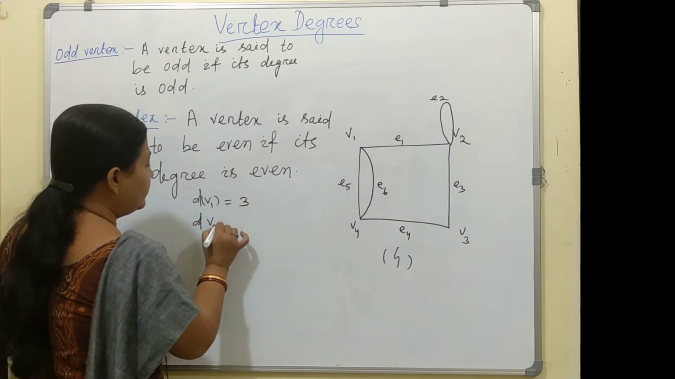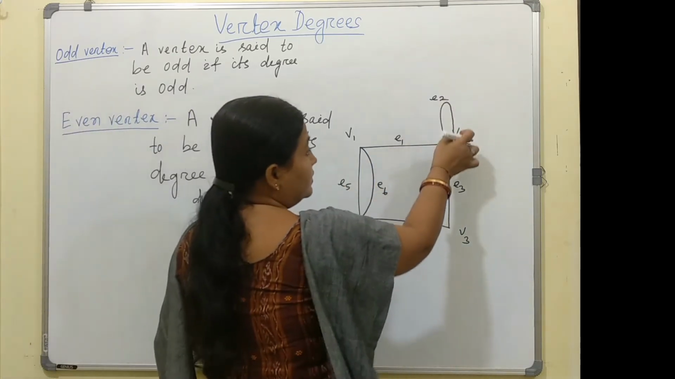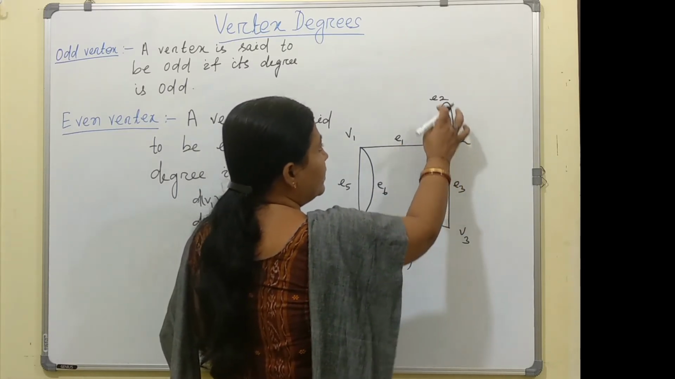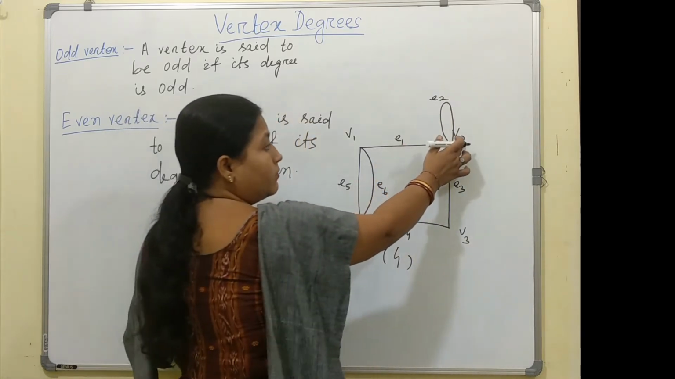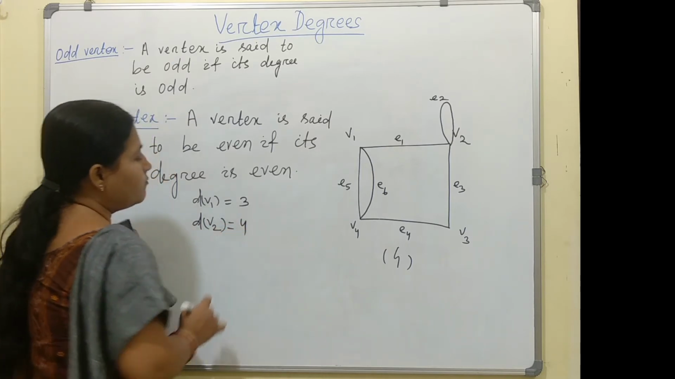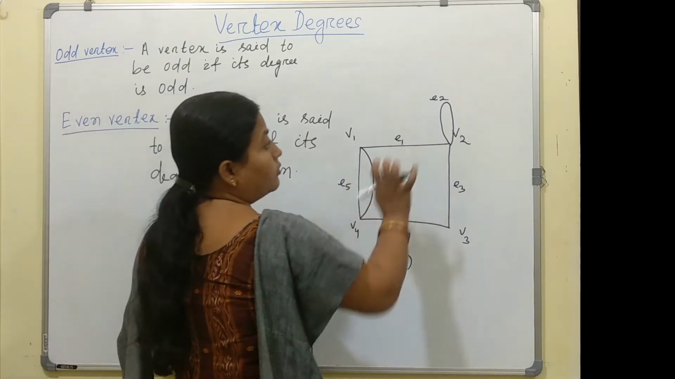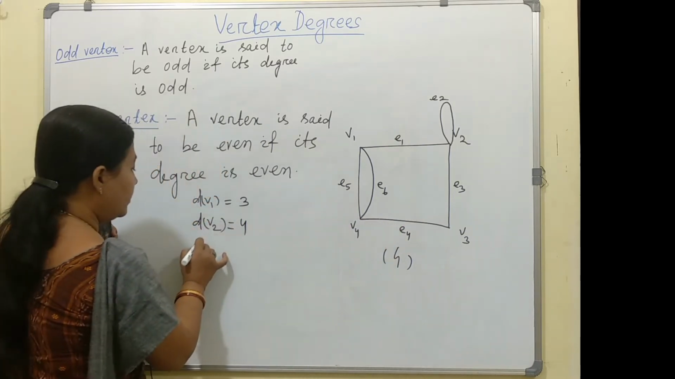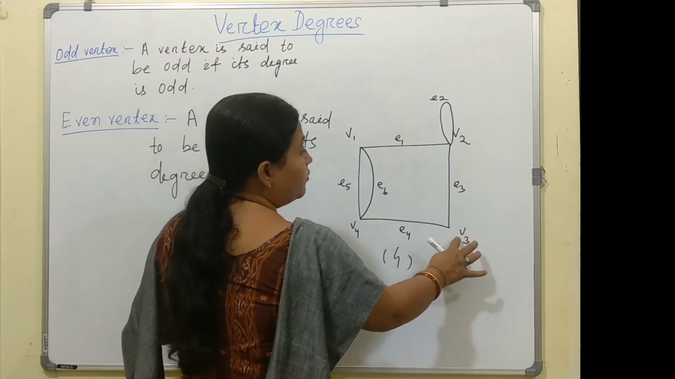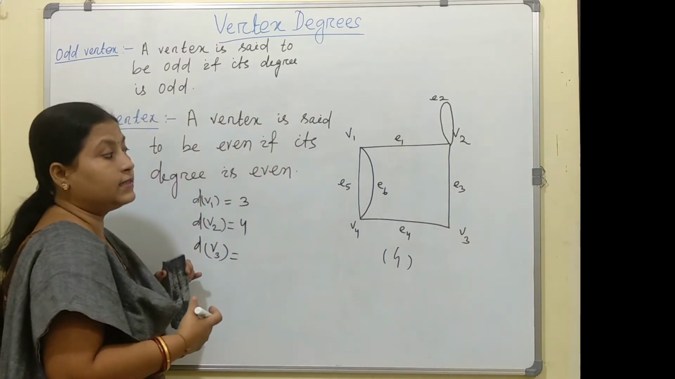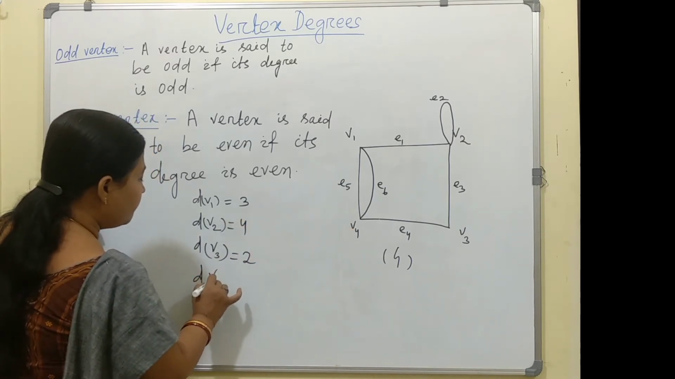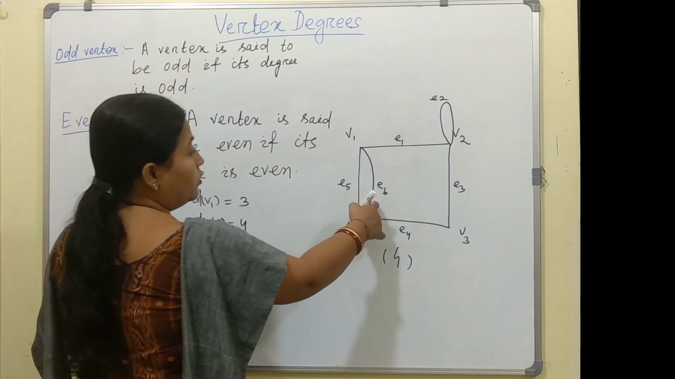Degree of V2 is equal to: there is a loop, so the loop is counted 2 times. So E1, E3, E2 are incident with V2. So the degree of V2 is 4 because the loop is counted 2 times. Next, degree of V3. E4, E3 are incident with V3. So the number of edges incident with V3 is 2. Degree of V4 is equal to 1, 2, 3.